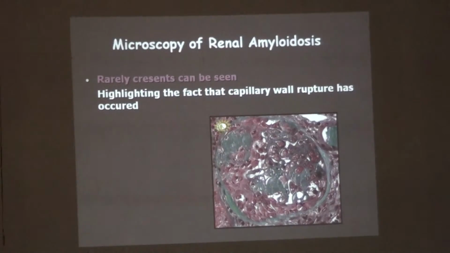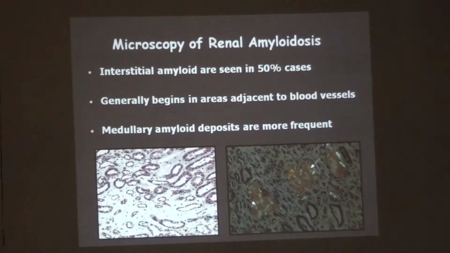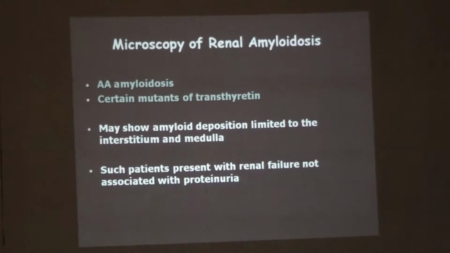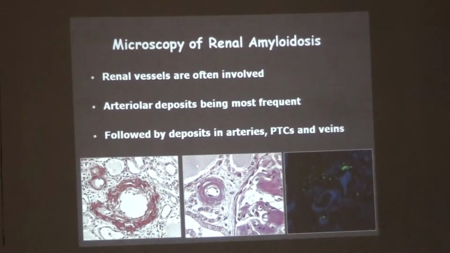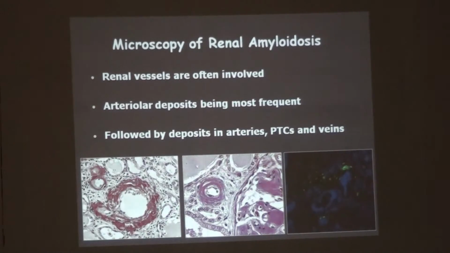Rarely a patient has to be seen. Interstitial amyloid is seen in 50% of cases. It usually involves the mesangium, and it also involves the tubules. Once the tubules are involved, the renal failure progresses. Amyloid deposition may be limited to the interstitium or medulla. Such vascular involvement in the kidney was not associated with proteinuria. Microscopically, renal vessels are often involved, with arteriolar deposits being most frequent, followed by diffuse involvement.